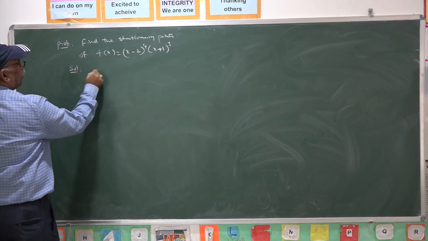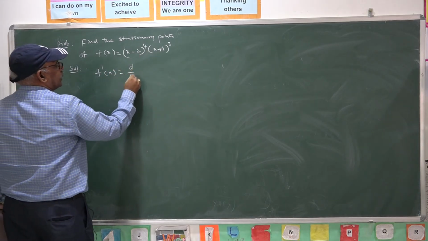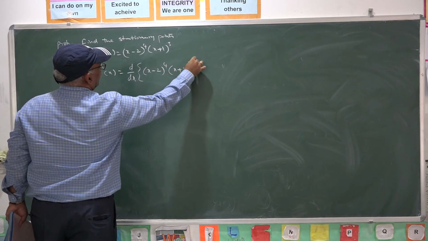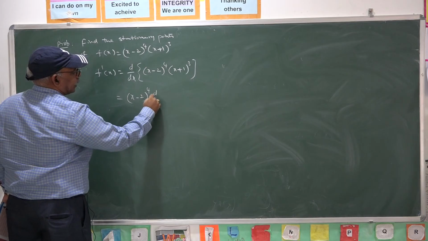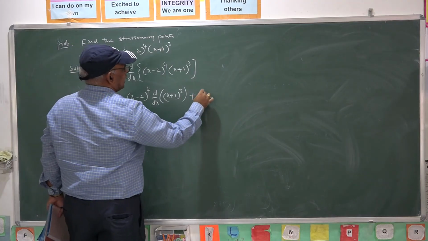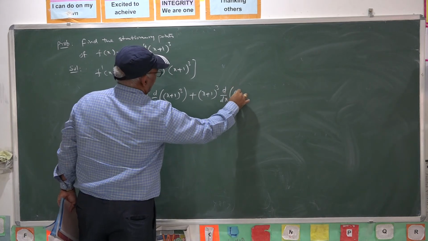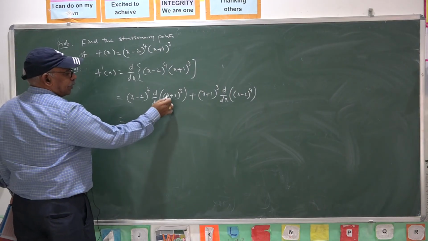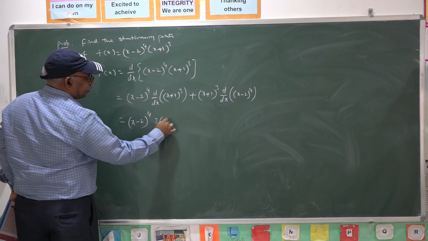To get the stationary points, let us consider f dash x. F dash x, by the product rule, you have to differentiate this product, (x minus 2) whole power 4 and (x plus 1) whole cube. Taking the product rule, first function into derivative of the second function plus second function into derivative of the first function. This is the product rule. So (x minus 2) whole power 4 into, the derivative of (x plus 1) whole cube is 3 into (x plus 1) whole square.